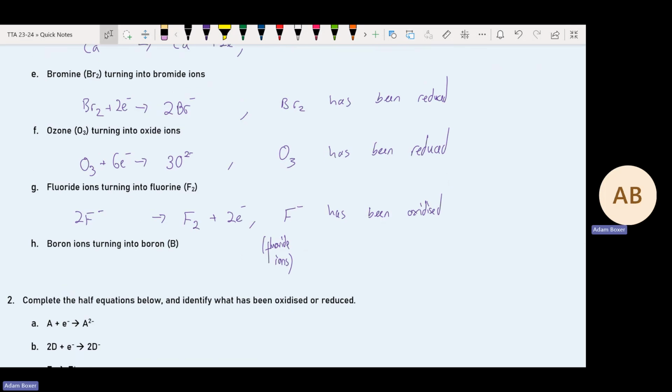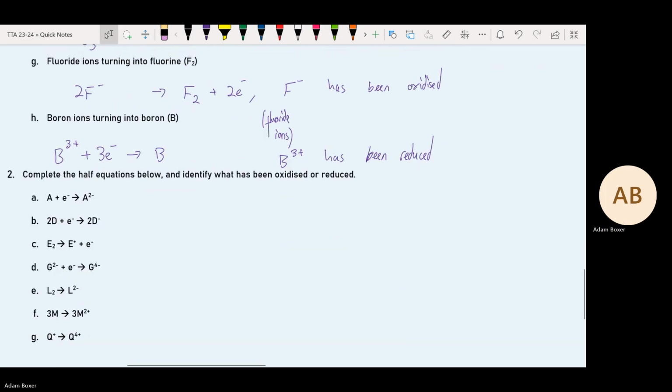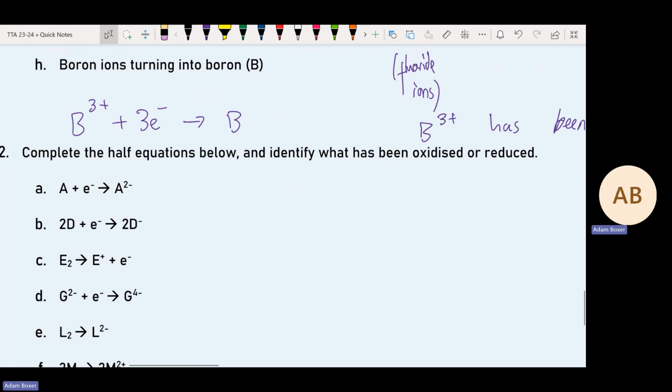And finally, for the boron ions, we've got B3 plus turning into B. It's going to be gaining electrons there. So we'd say B3 plus has been reduced because it's gained electrons. Next up, we've got to complete these and say what's been oxidized or reduced. So I'm going to put 2 there, and we're going to say A has been reduced. Here, I'm going to put 2 over there. And again, I'm going to say D, not 2D, just D, has been reduced.